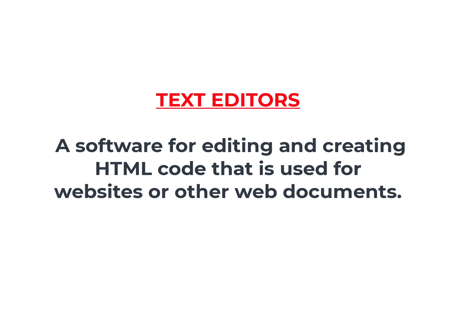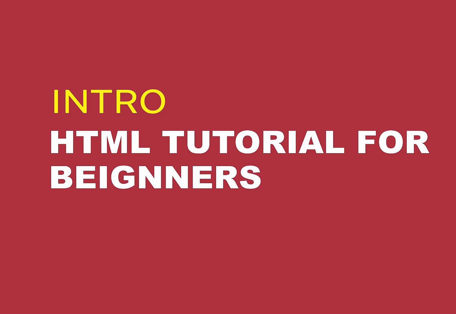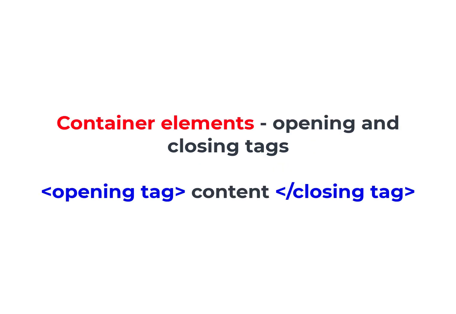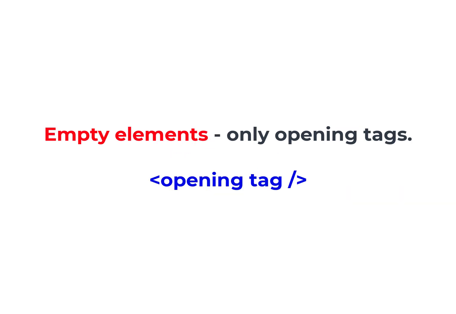Okay, so like I said, we are going to be making use of elements a lot in this HTML course. And to start with, there are two types of elements in HTML. We have the container elements and the empty elements. Now, container elements consist of the opening and closing tags, while empty elements have only opening tags with no closing tags.